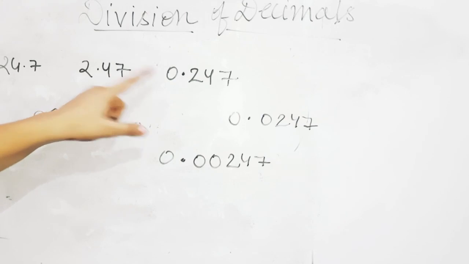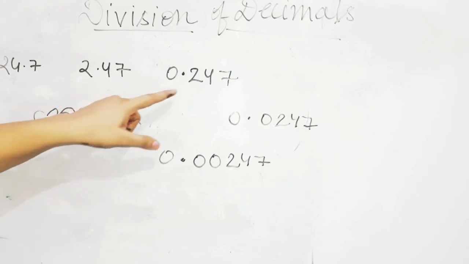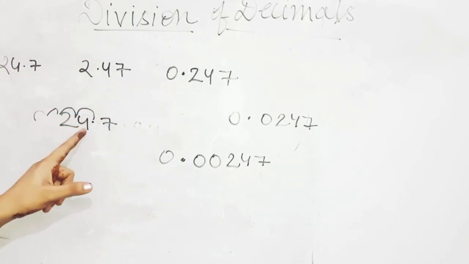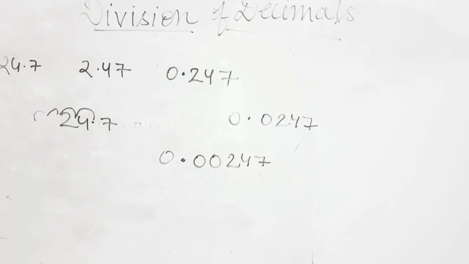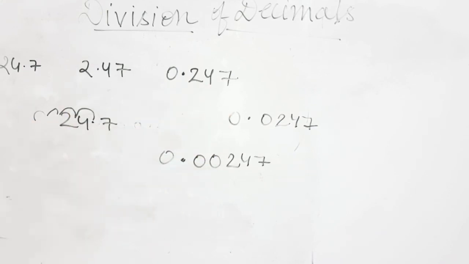Now coming to the next one, 24.7 divided by 100. The decimal point will be shifted by 2 places to the left hand side. So here comes the decimal point, 1, 2. So it will be 0.247. Once it is divided by 1000, since 1000 contains 3 zeros, the decimal point will be shifted by 3 places. So 1, 2, 3. That means the final answer will be 0.0247.